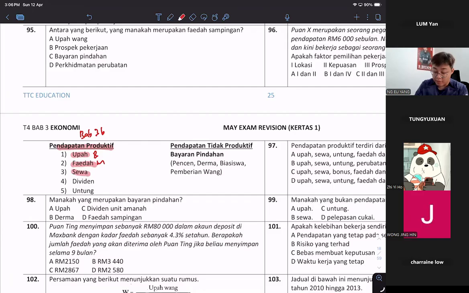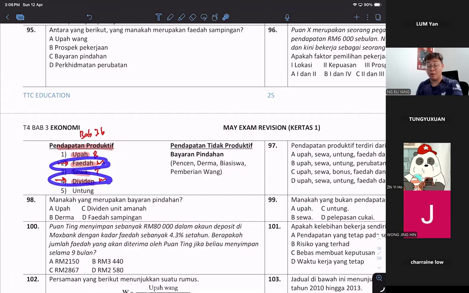So tanah is from the faktor pengeluaran. So dividend is also from modal. So that's why modal we have either faedah or dividend. So know the difference, right? Faedah is when you save the money in this institusi kewangan. No matter this institute is from the swasta, trying to perform good or bad, they're going to give you guys a fixed rate, known as interest.